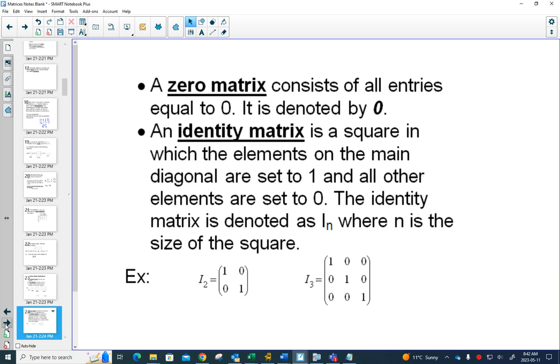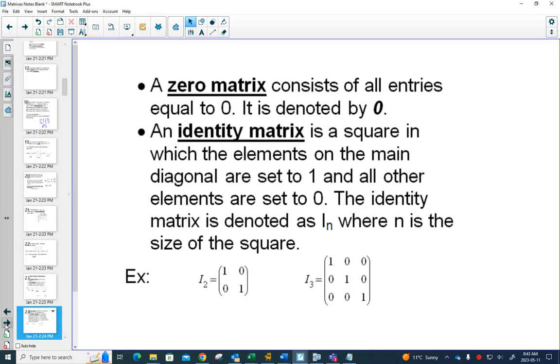A zero matrix is if you put a whole bunch of zeros into any size of matrix, it's called a zero matrix if they're all zeros. Okay? It is denoted by a bold 0. So if you see a big dark 0, you're like, oh, that was a zero matrix. Okay? An identity matrix.